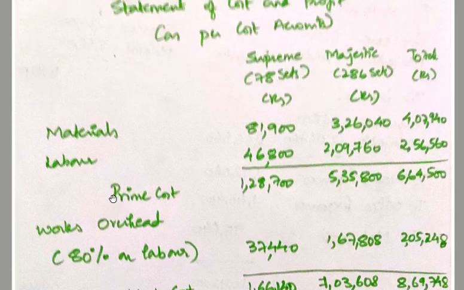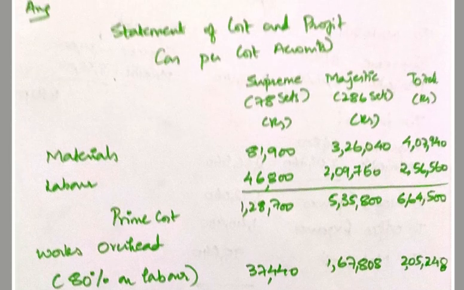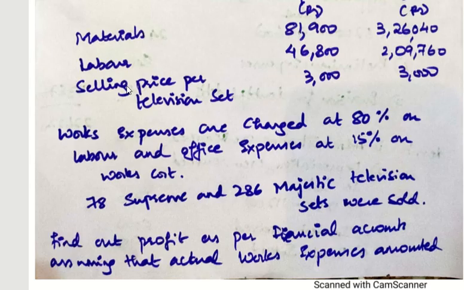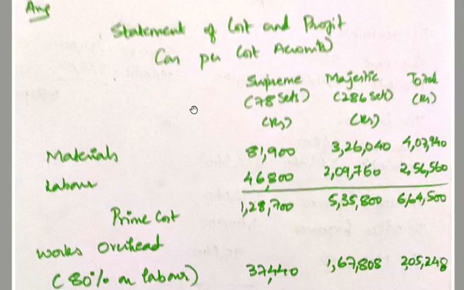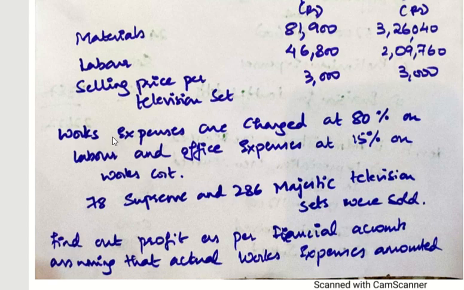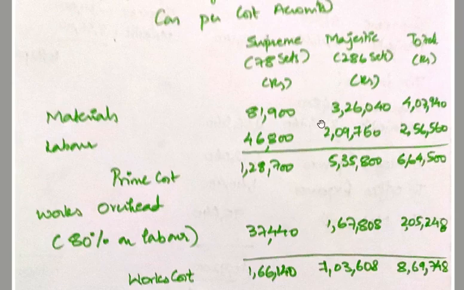So we will start the sum with statement of cost and profit as per cost accounts. They have given the materials, the labor, and the selling price. So we will start with the statement of cost and profit, Supreme and Majestic and total. So your cost sheet, how will you prepare? You will start with materials 81,900, 3,26,040. Total you get 4,07,940. Labor 46,800 and 2,09,760. Total you get 2,56,560. So they have given materials and labor, we have taken it.